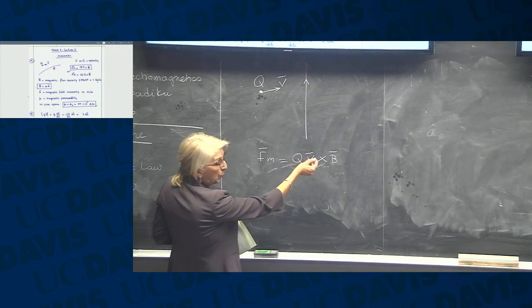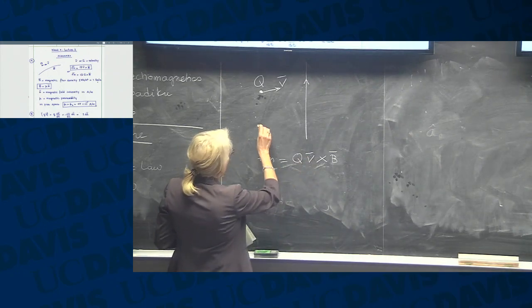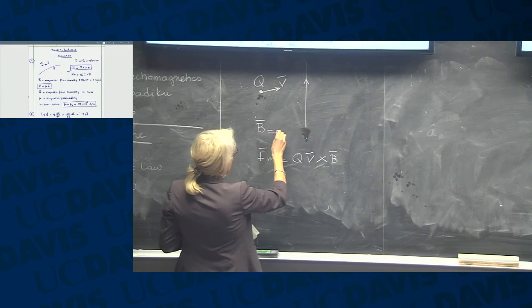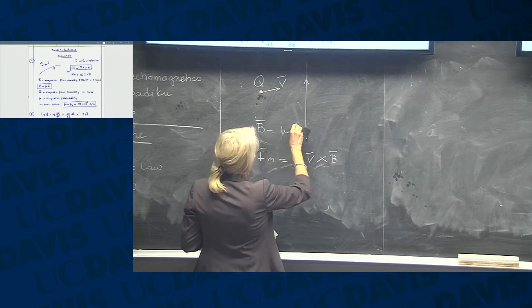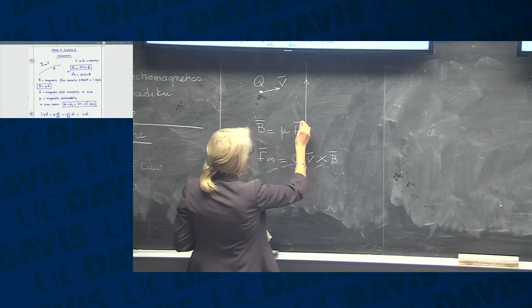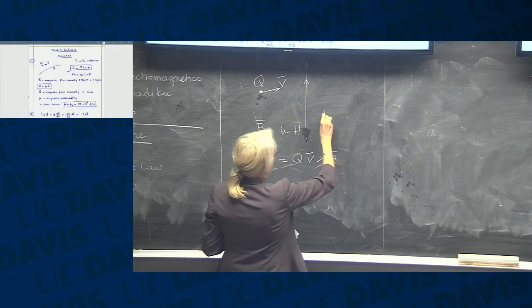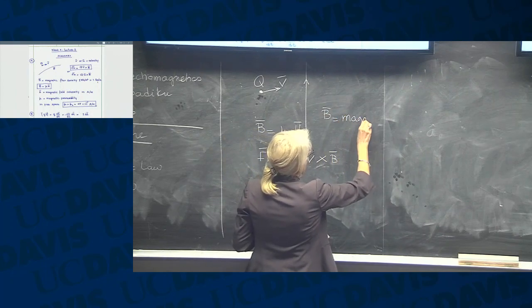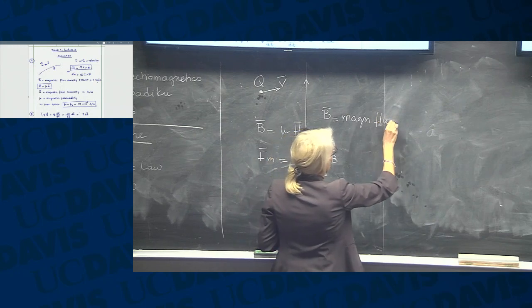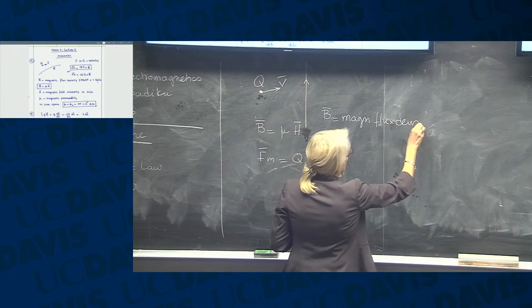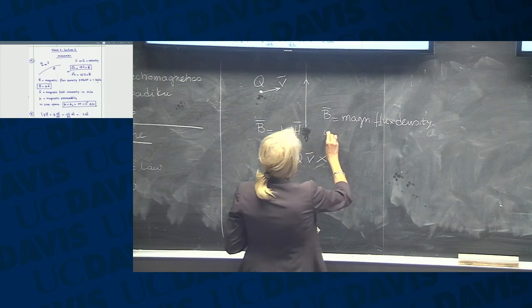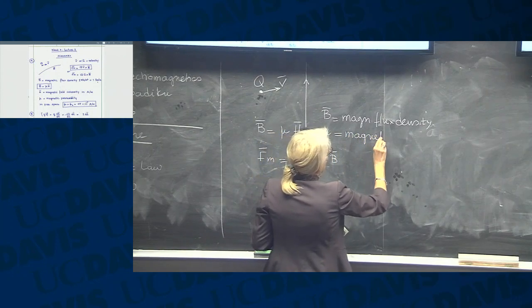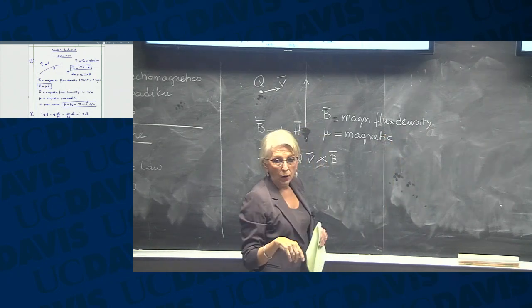And then through that, we defined B as the magnetic flux density, which is equal to mu H, where B is the magnetic flux density vector, and mu is called the magnetic permeability. For us, for now, it is a scalar.